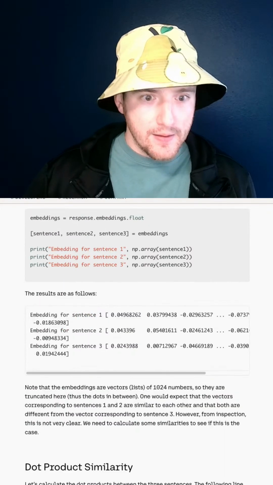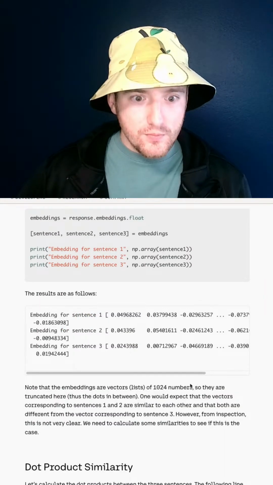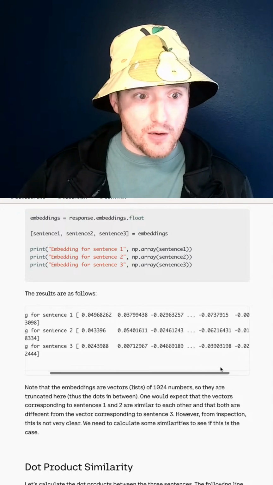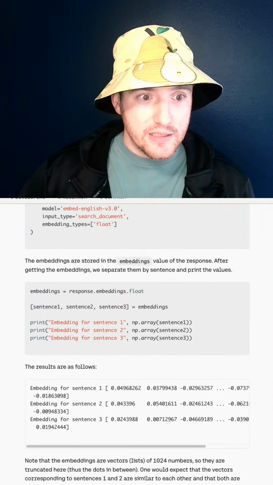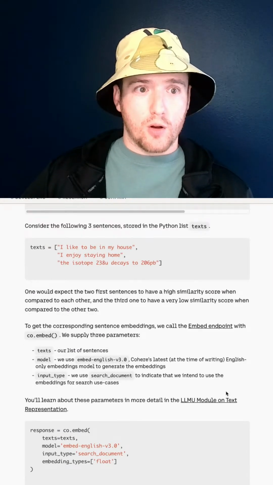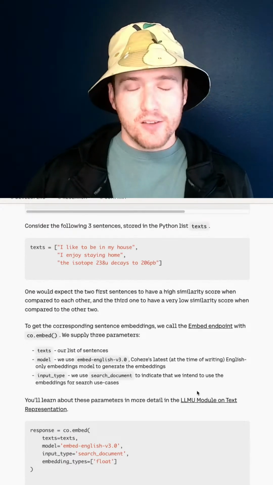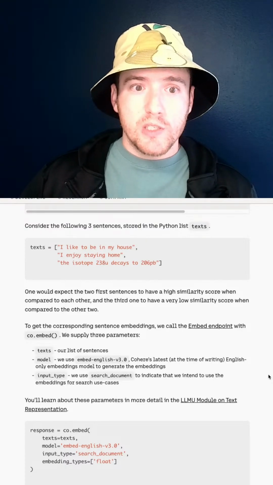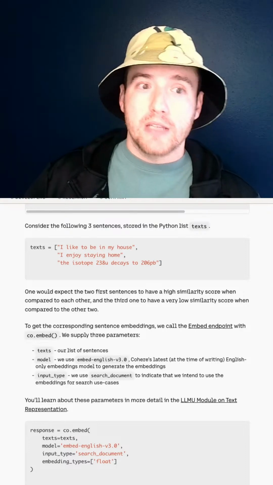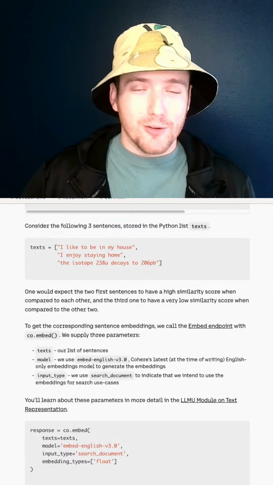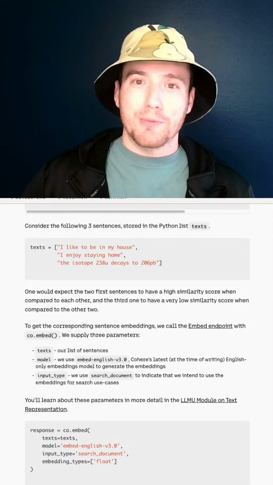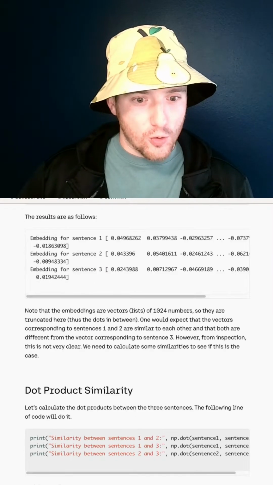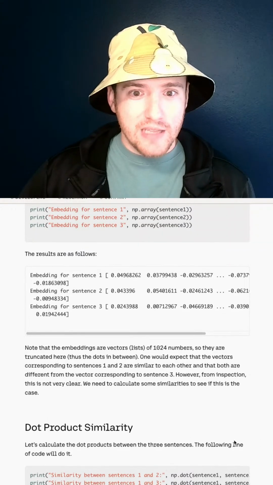But what we'll see from the results is that it's provided a list or a vector of numbers. We can see in this bottom result the embeddings for the sentences 1, 2, and 3. Those sentences were: I like to be in my house. I enjoy staying home. The isotope 238U decays to 206Pb. Looking at those three sentences, we can see that the third one has nothing to do with the first two. The third one is about radioactive isotopes, and the first two are about staying home in your house.